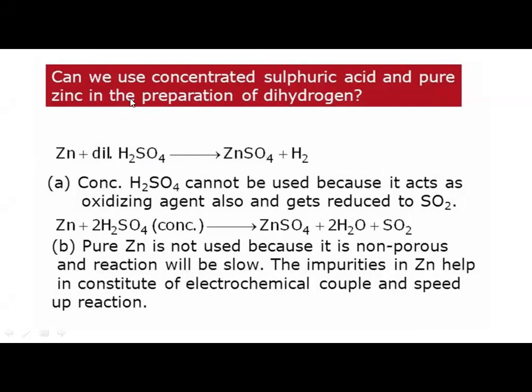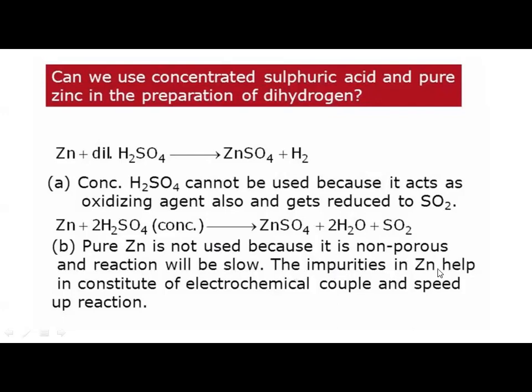Now the question is, can we use concentrated sulfuric acid and pure zinc in the preparation of hydrogen? We have to be very careful. Pure zinc is not used for the preparation of hydrogen, as the rate of reaction of pure zinc with dilute sulfuric acid is very low. We cannot use pure zinc because it is non-porous and the reaction will be slow. The reaction will occur at a slow speed.